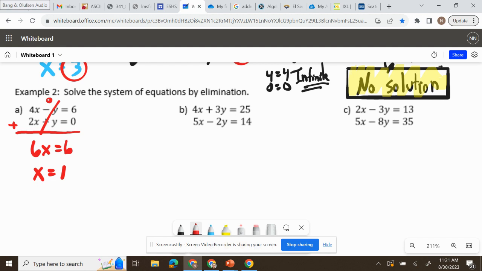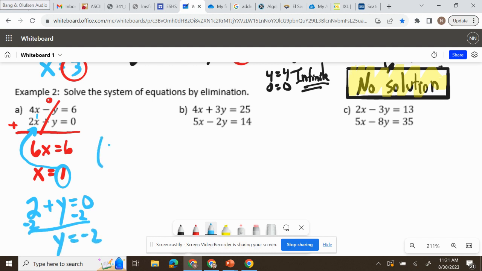We're going to plug it into one of the equations. This time I like the bottom equation. Once again, it doesn't matter which equation you pick. So I'm going to plug in the 1 for the x. 2 times 1 is 2, plus y equals 0. So when I subtract the 2, y is equal to negative 2. So my ordered pair is 1, negative 2.